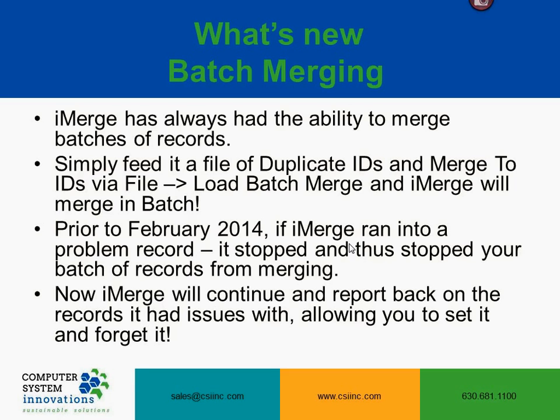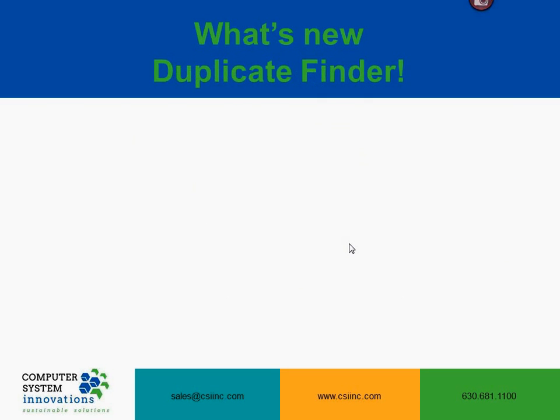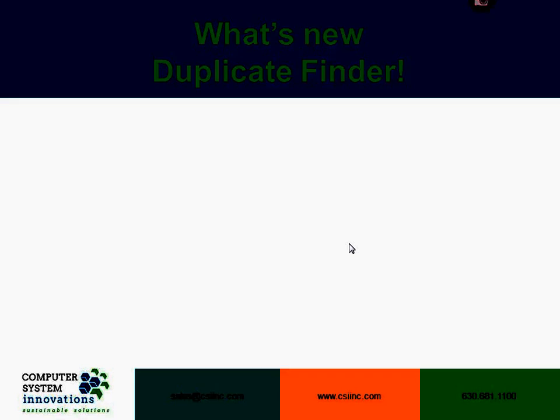It'll continue on. It won't merge that record, and at the end of the night, or the end of in the morning when you get in, it's going to say, hey, I was able to merge 980 records. 20 I couldn't because of duplicate meetings or dues or things like that. And so now you can go in and address those 20 records that are troublesome records. So powerful thing for those of you doing batch merging.